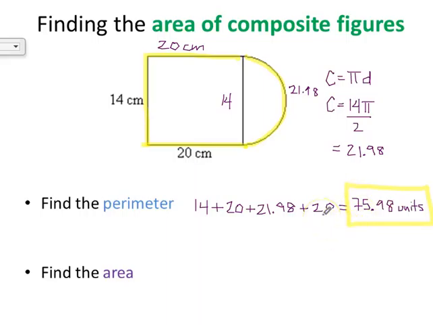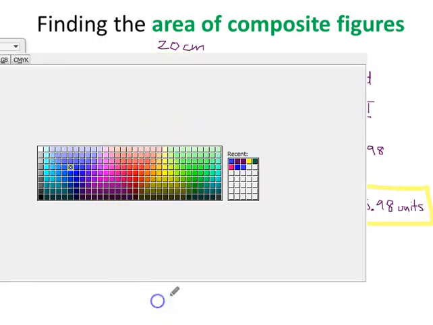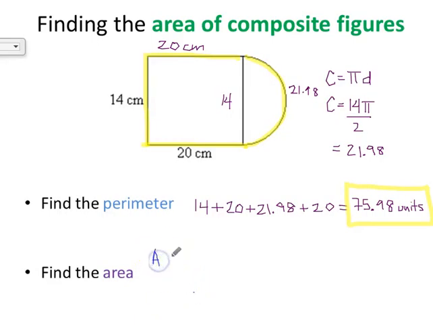And then what about the area? It's already nicely divided by this line into 2 shapes that we know. So what is our plan here? Let's come up with our plan. We're going to find the area of the rectangle, and then we're going to add to it the area of the half circle.